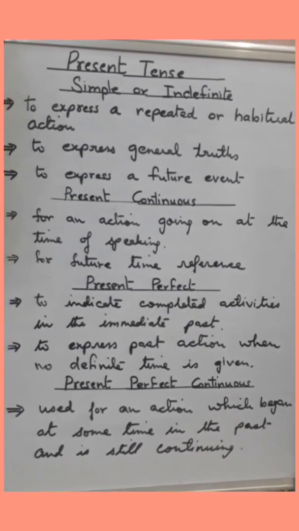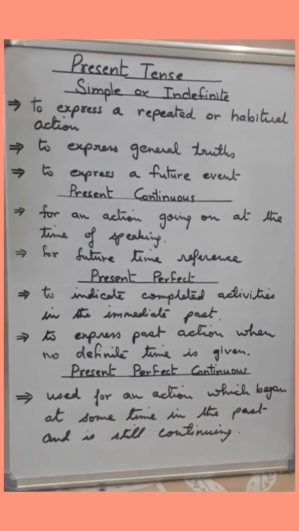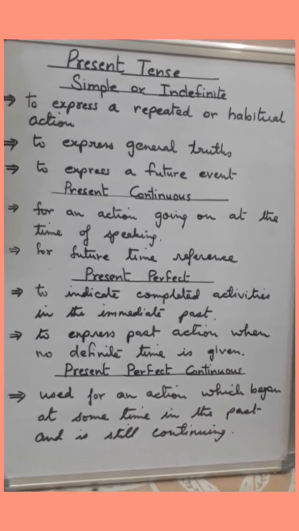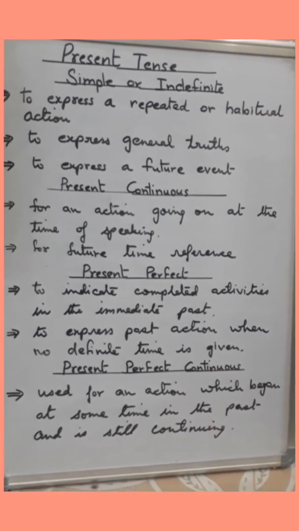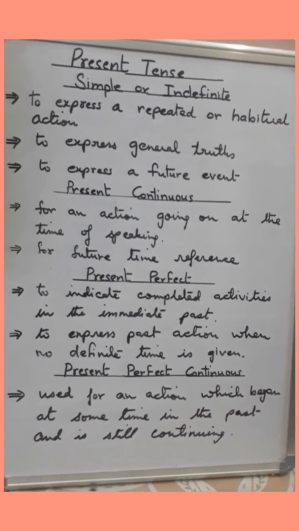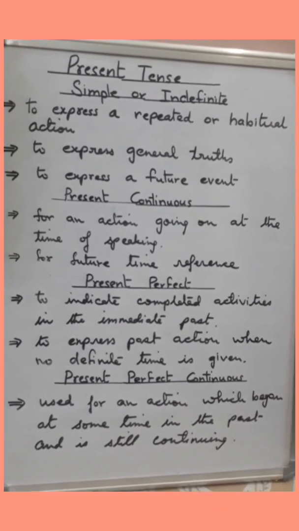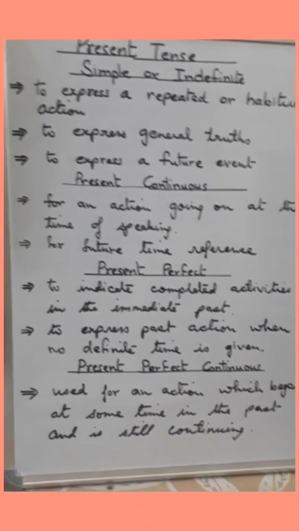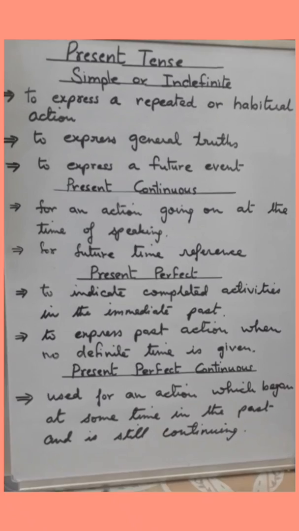In the present tense, the simple or indefinite form can be used in the following cases. To express a repeated or habitual action. For example, he drinks tea every morning. To express general truth, like the sun rises in the east, honey is sweet. To express a future event, the match begins at 5 o'clock. The train arrives at 12 a.m.